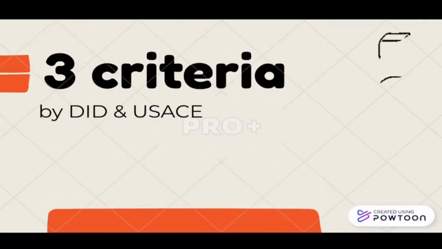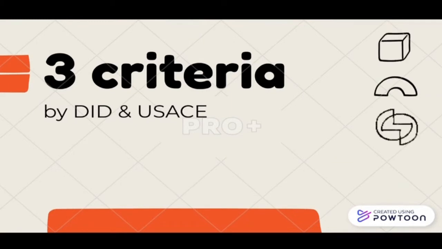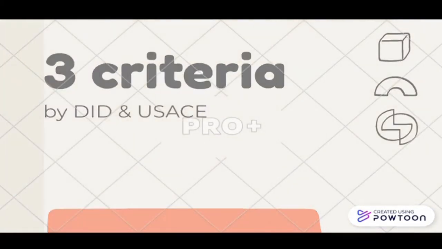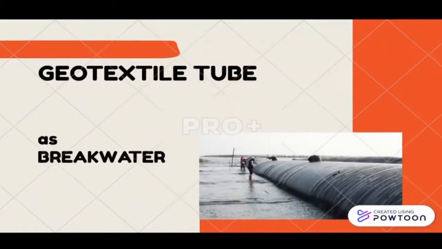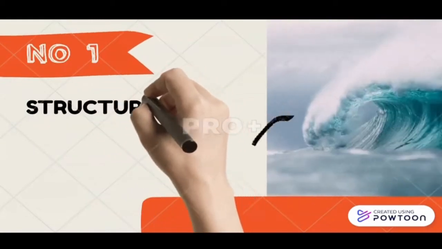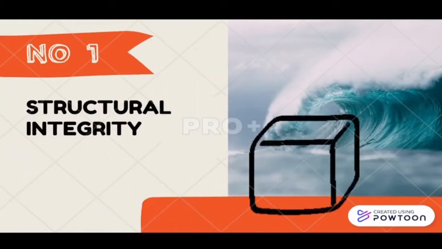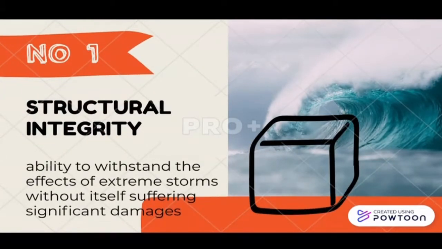The Drainage and Irrigation Department and USACE manual state that a functional design of geotextile tube as a breakwater for erosion control must fulfill three main criteria. Firstly, structural integrity, whereby the geotextile tube must have the ability to withstand the effect of extreme storms without itself suffering significant damage. Hence, wind and wave records must be observed in order to determine the dimensions of the geotextile tube.